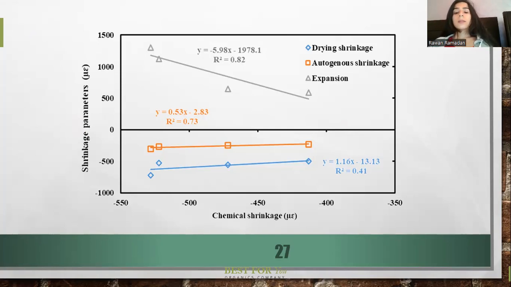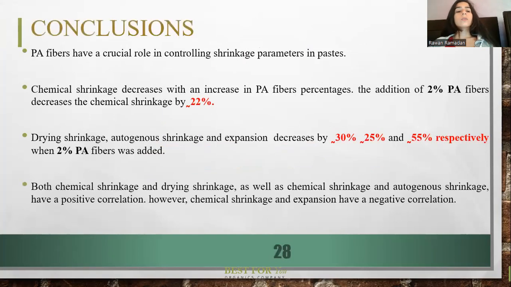For chemical shrinkage and drying shrinkage, there is also a positive correlation, and this is due to the fact that chemical shrinkage is a driving force for drying shrinkage that occurs in the hardened stage. However, there is a negative correlation between chemical shrinkage and expansion, and this is due to the fact that the pores in water expand whereas there is no shrinkage, so there is a negative correlation between expansion and chemical shrinkage. As a conclusion, PA fibers have a crucial role in controlling shrinkage.